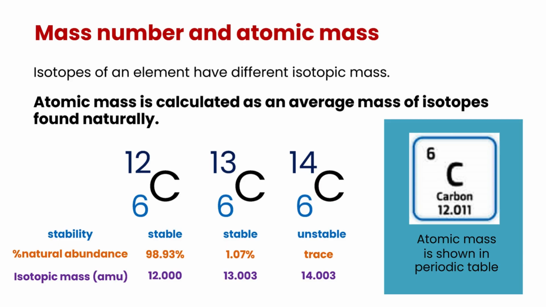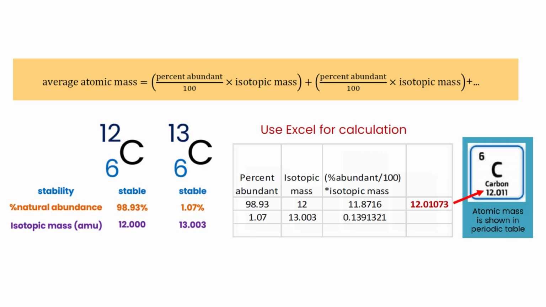Carbon is 98.93% C12, mass 12 mu, and 1.07% C13, mass 13.003 mu, with negligible C14. So you take 98.93% of 12, plus 1.07% of 13.003. And that calculation gives you the average mass of a carbon atom as you'd find it in a natural sample, which comes out to 12.011 mu. It's closer to 12 than 13 because C12 is so much more abundant. Okay, that makes a lot more sense. The periodic table number is the average mass reflecting the natural mix of isotopes.